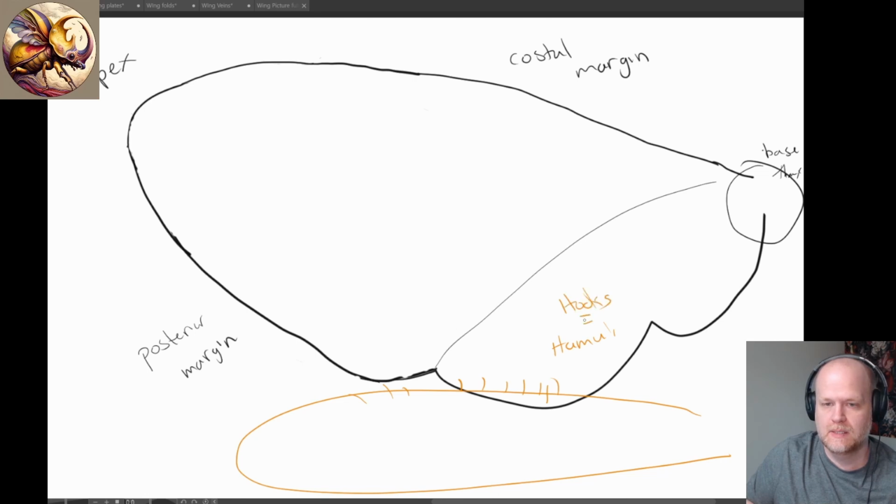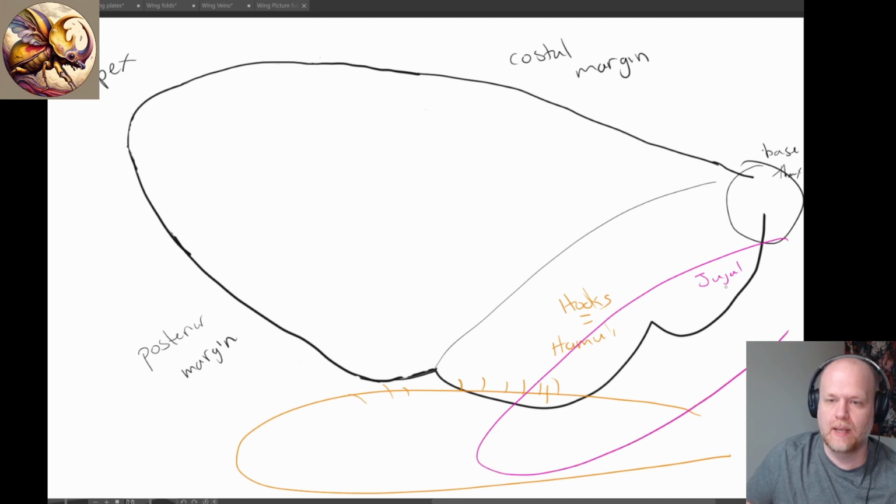Hooks equals hamuli. The other way that this might be happening is the jugal lobe, which will overlap with the hind wing. And so as the forewing beats, the hind wing is pushed with it. So that's one way of doing it.